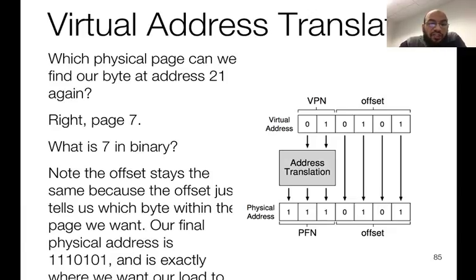Space name, the PFN. Okay, so the offset will stay the same because the offset just tells us which byte within the page, within the physical address, this element is. So the physical address becomes 3 ones, 0, 1, 0, 1, and this is exactly where we want our load to fetch data from.